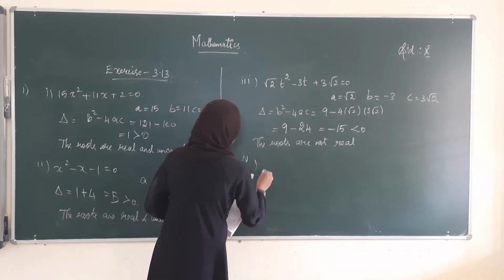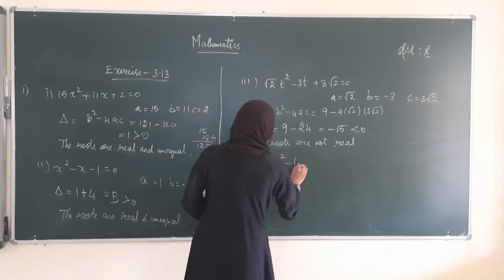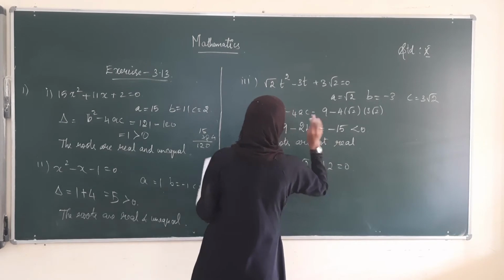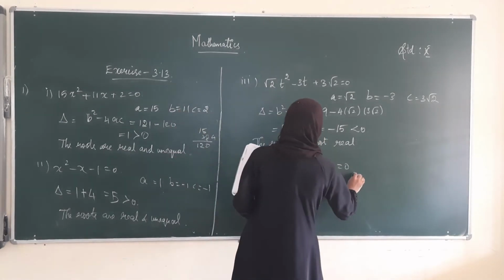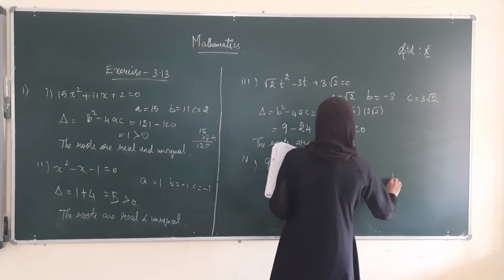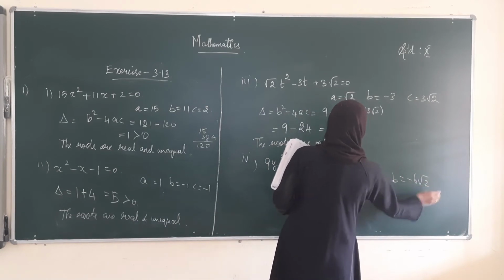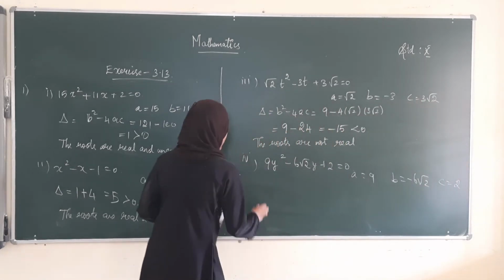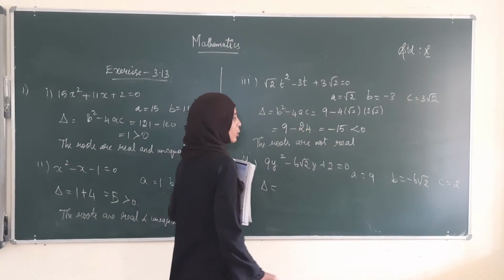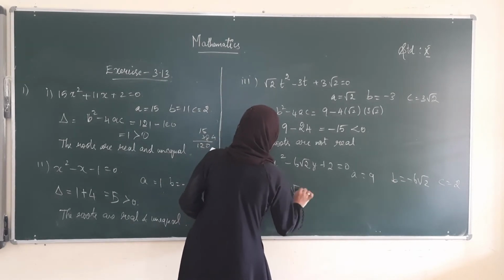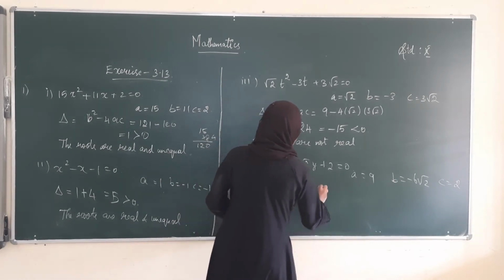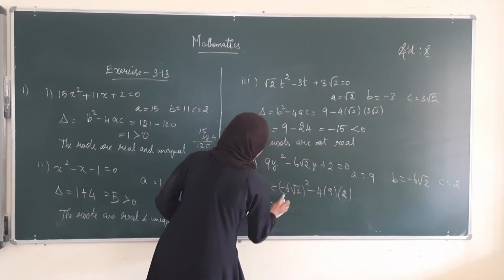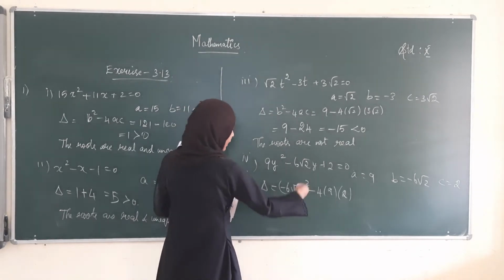Fourth subdivision, 9 into y squared minus 6 root 2 into y plus 2 equal to 0. What's the value of a? A's value is 9. B's value is minus 6 into root 2 and c's value is 2. We have to find the del's value, b square minus 4ac. B square is (minus 6 into root 2) the whole square, minus 4 into a is 9 and c is 2, which is equal to, minus into minus, when it is squared it becomes plus.